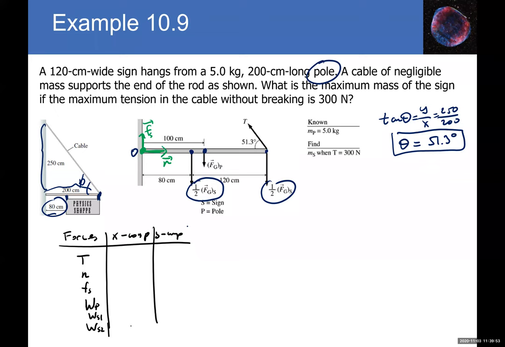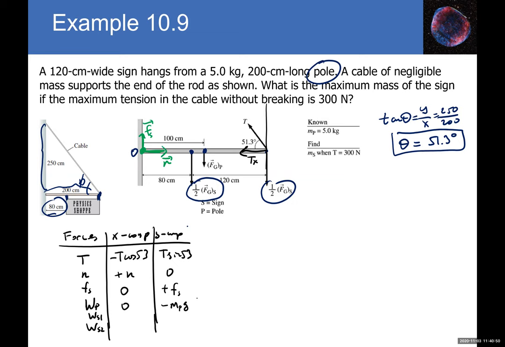So the tension has components. If I break it down, the X component is negative T cosine 53, so this will be T_x, and the T sine of 53 is the Y component. The normal force acts in the positive X direction, to the right, and has no Y component. Static friction acts in the positive Y direction and has no X component. The weight of the pole acts down, so it's minus the mass of the pole times g.